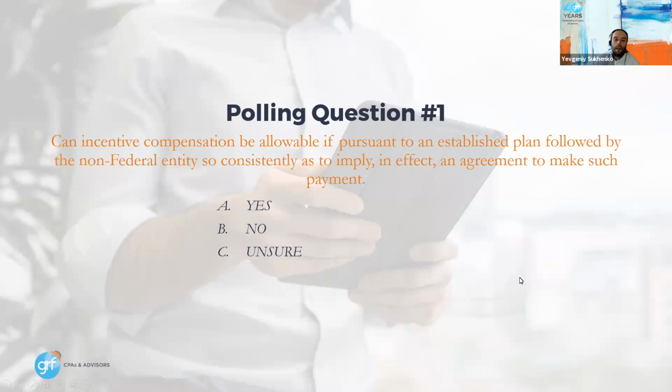Perfect. Thanks, Joe. And so with that, we've reached our first polling question. Our question is, can incentive compensation be allowable if pursuant to an established plan, followed by the non-federal entity so consistently as to imply, in effect, an agreement to make such payment? Pretty simple responses: A for yes, B for no, and C for unsure.